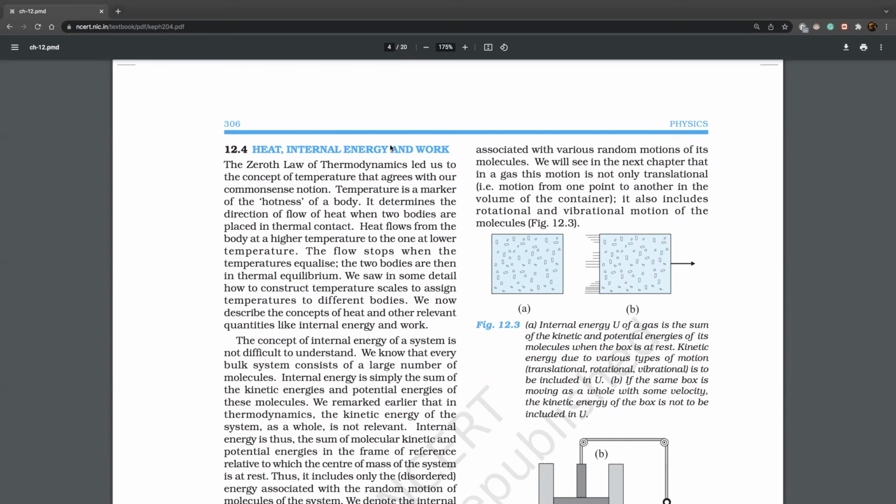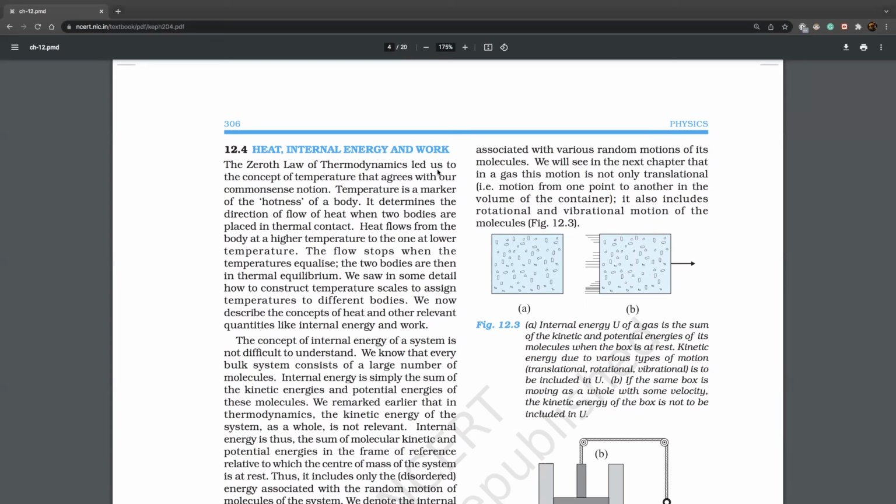Work, we already know. SI unit joule, it is very obvious. So for work, while we know what it actually means, work in thermodynamics has a slightly different definition, or its formula is slightly different. So let's see what they have said here.